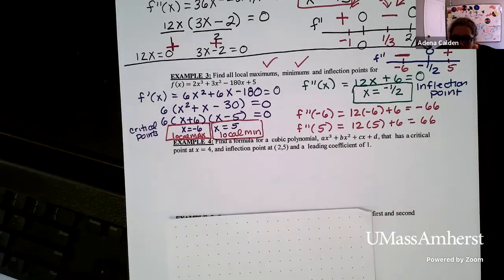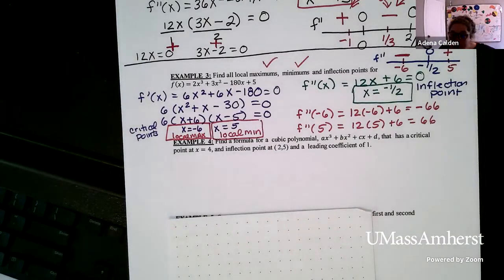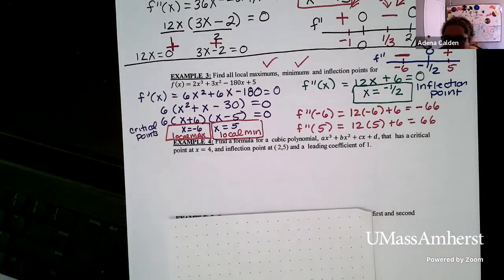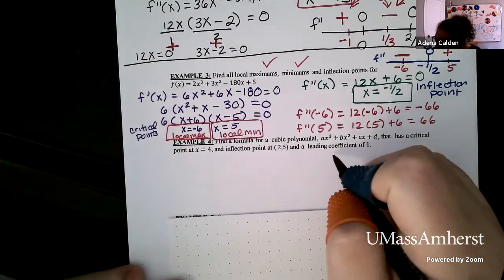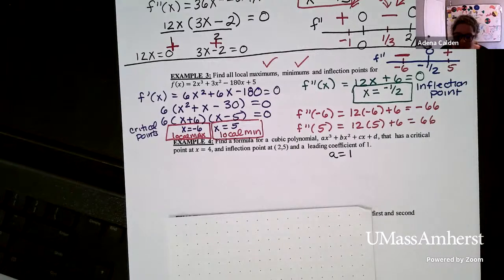So I want to say a couple quick things before you try this. First, I want to talk about a leading coefficient. If it's been a while since you've done algebra, the leading coefficient is the number in front of the term with the highest power. So a leading coefficient of 1 automatically tells us that a equals 1, because the highest power here was 3. The critical point is at x equals 4.